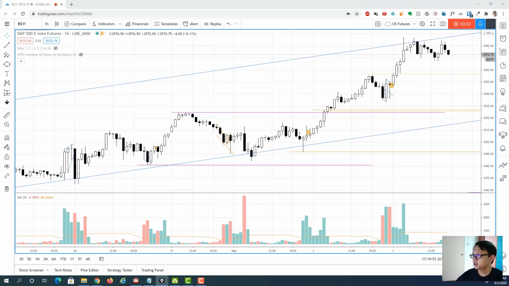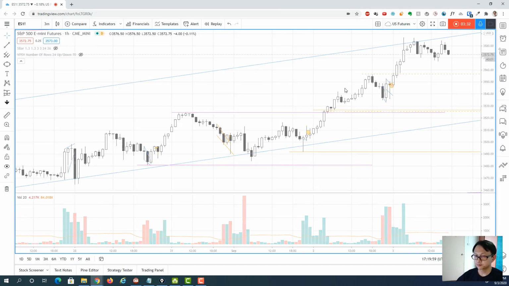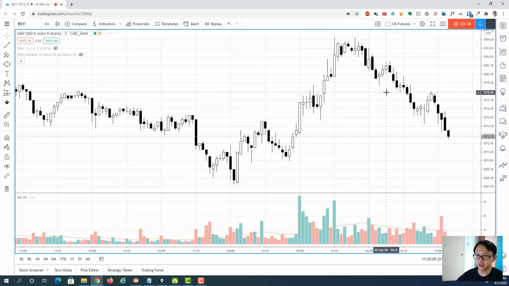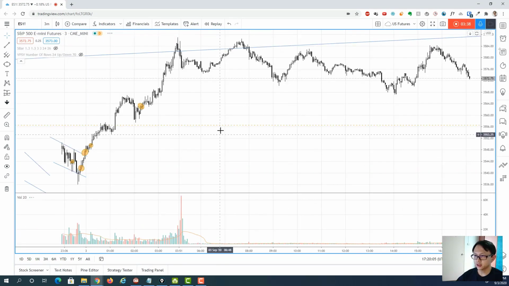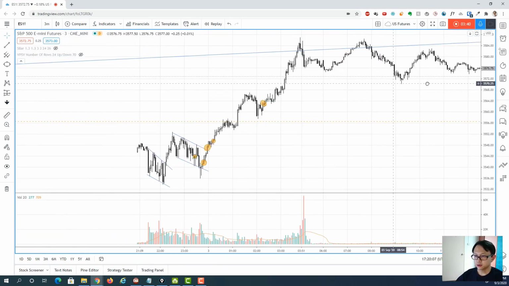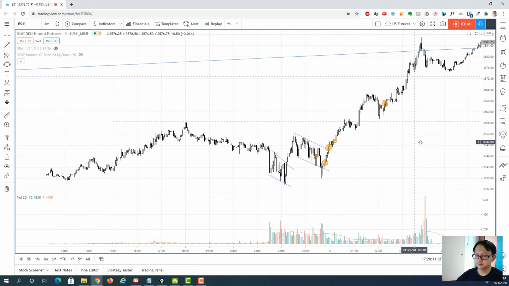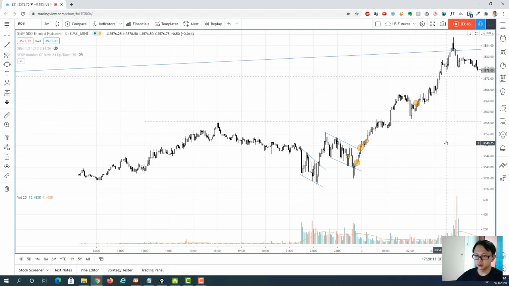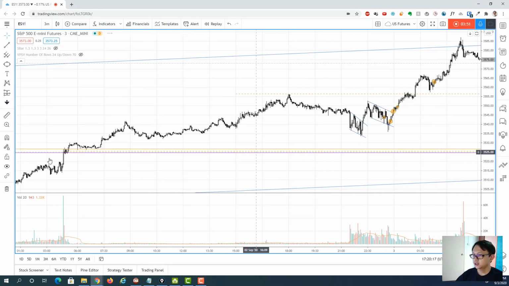Let me get down to the 3 minutes time frame and I will talk about some of the possible trades. So there wasn't any trades for me. Let me elaborate a bit more on the reason behind. First of all, this is the 3 minutes time frame. And let me zoom out a little bit more to give you a bit of the context.